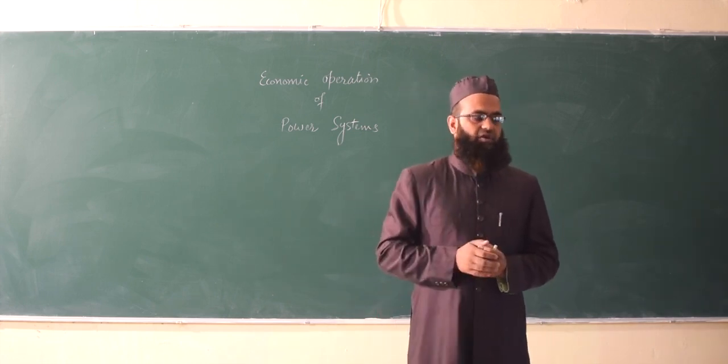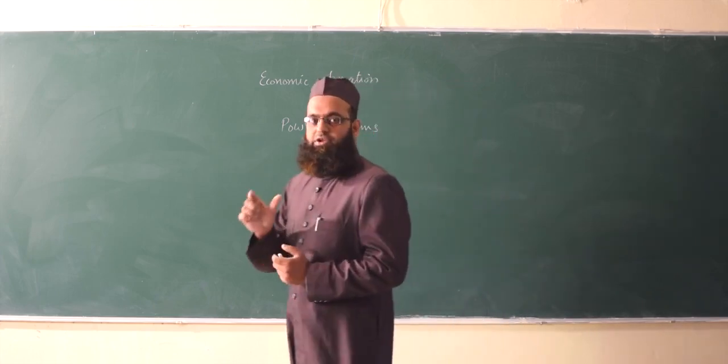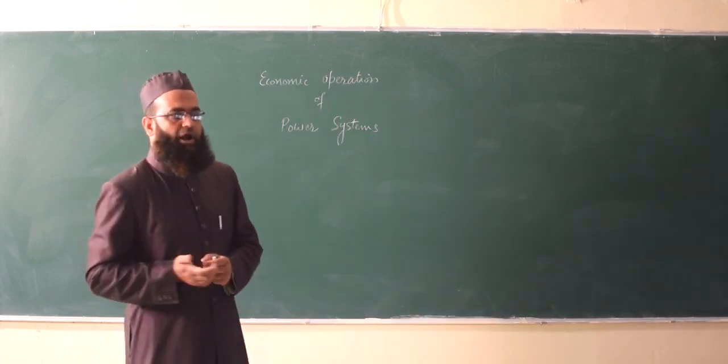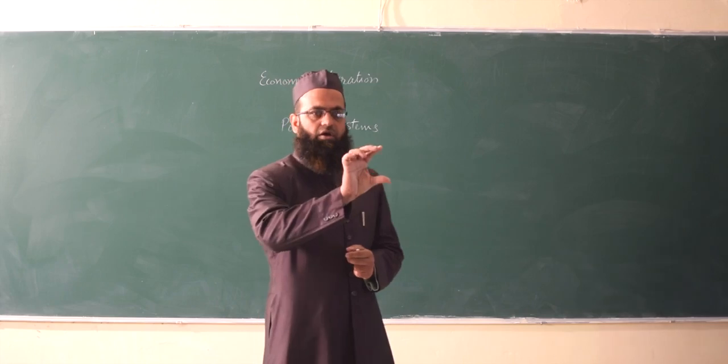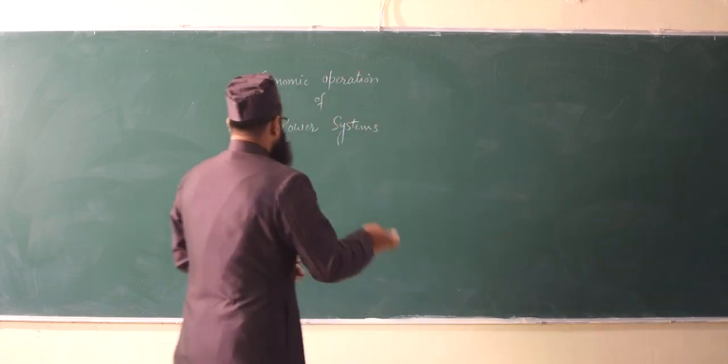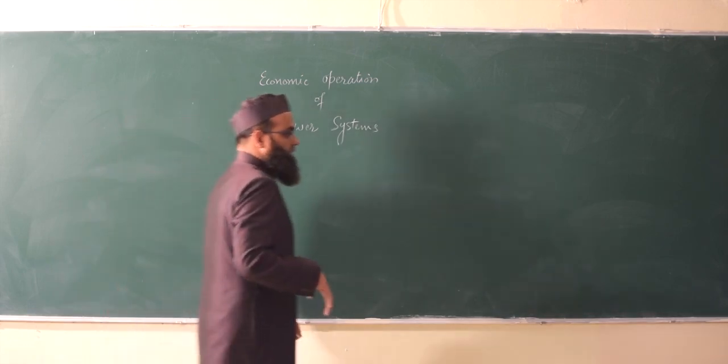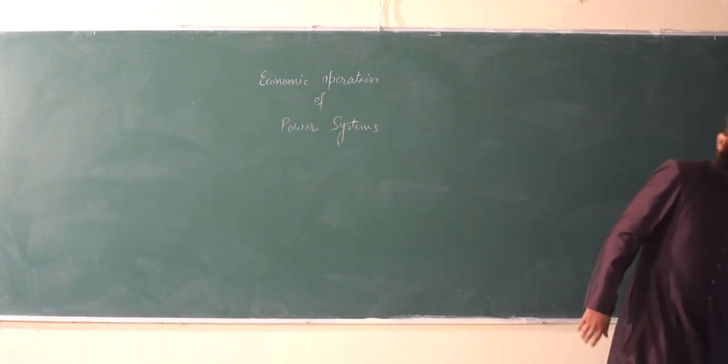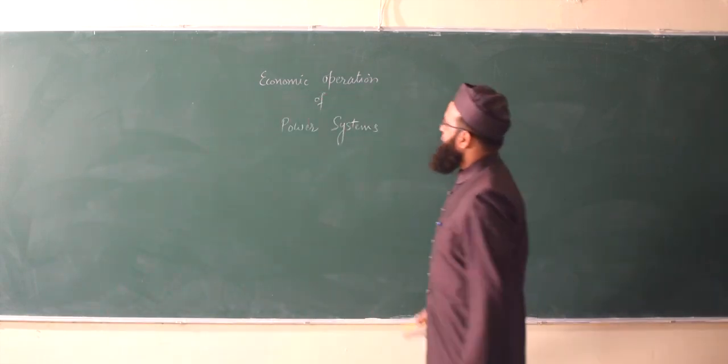First we will discuss the characteristic of a unit. Unit means, for a thermal power plant, it consists of boiler, turbine and generator. So first we will discuss the input output characteristics of a generating unit. Write down.